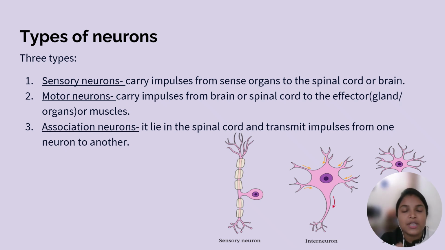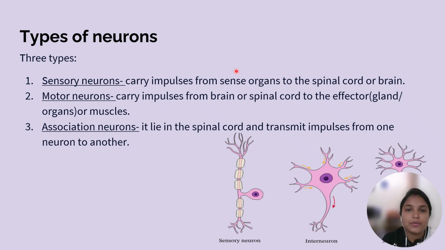Now we'll come to the types of neurons. So the neurons are of three types: sensory neurons, motor neurons, and association neurons. Association neuron is also called an interneuron. Now sensory neuron, what does it do? Sensory neurons are the nerve cells that carry the impulses from the sensory organs. Now what are these sensory organs? Since our childhood we are studying that there are five sense organs. So what are they? Just come and repeat with me: ears, eyes, tongue, nose, and skin.